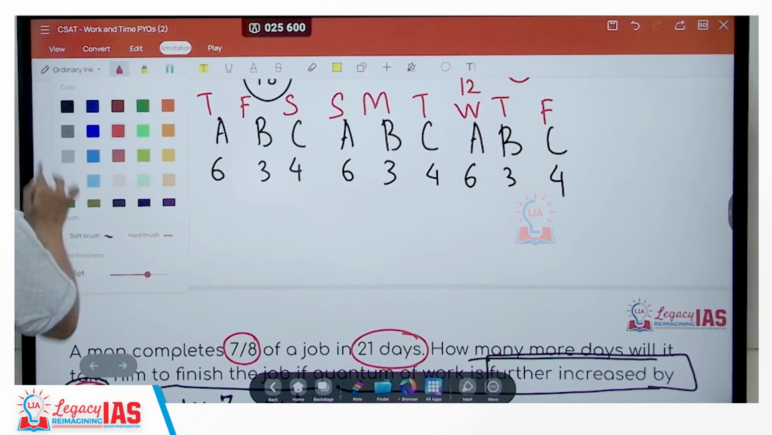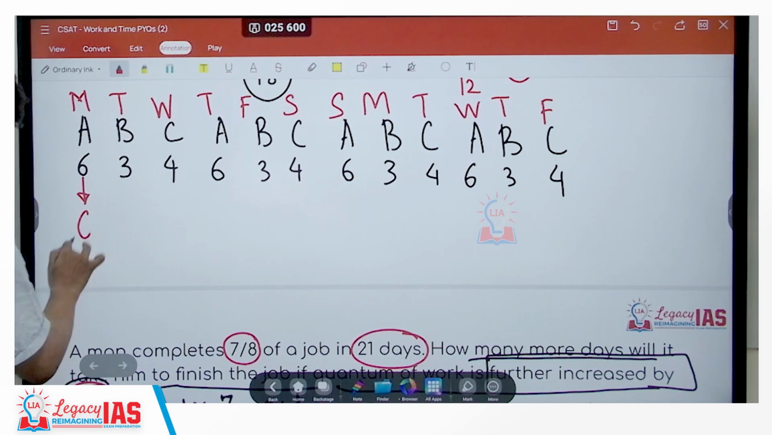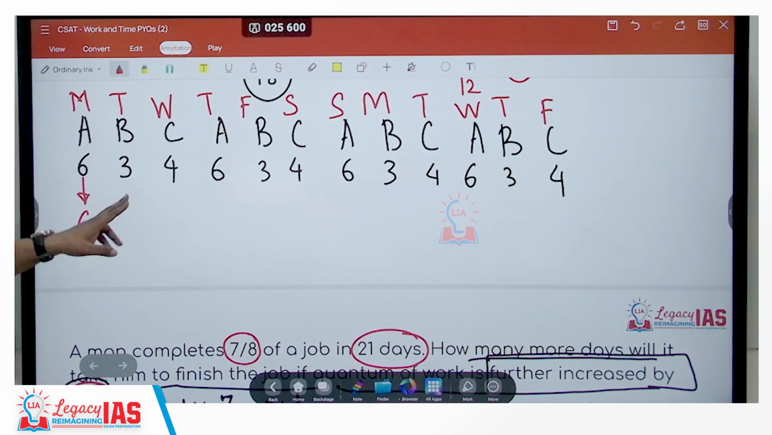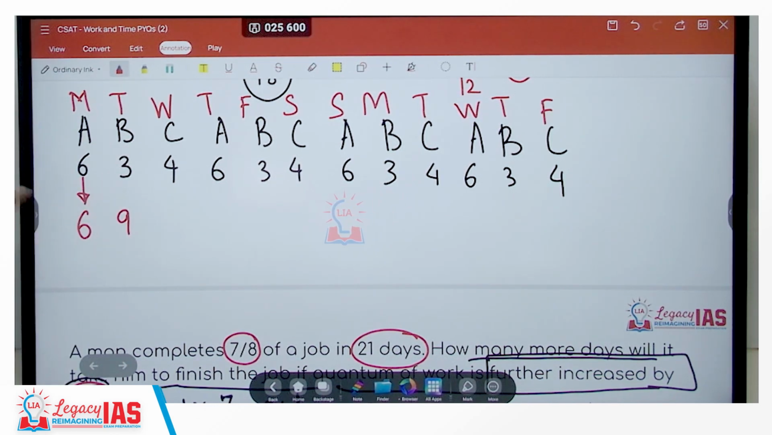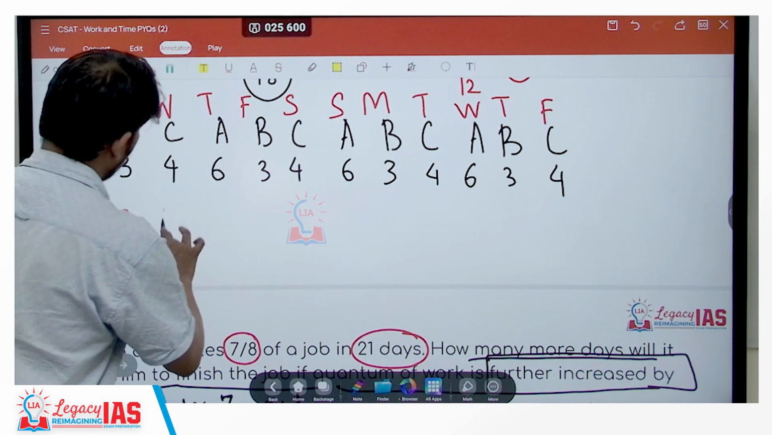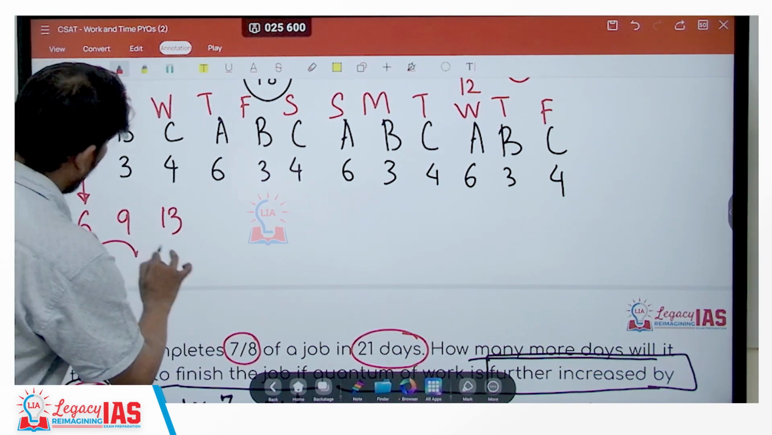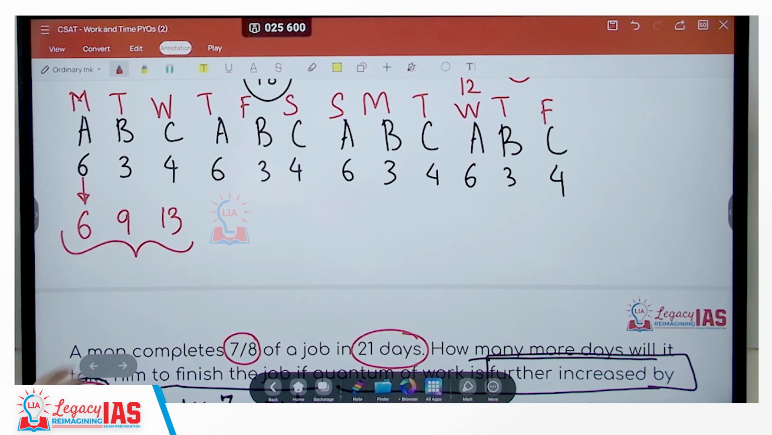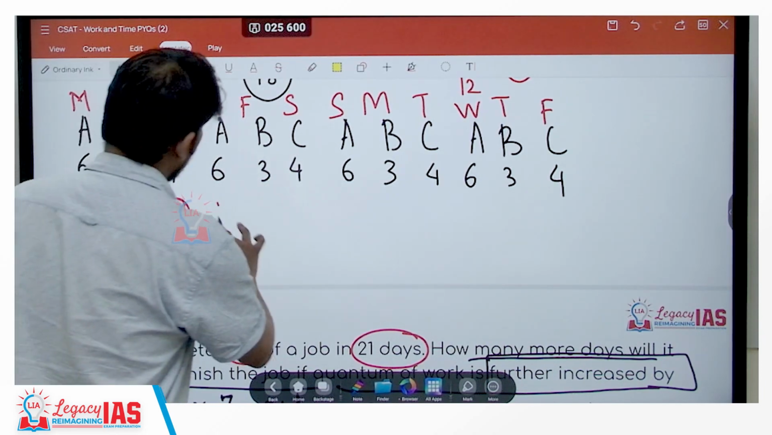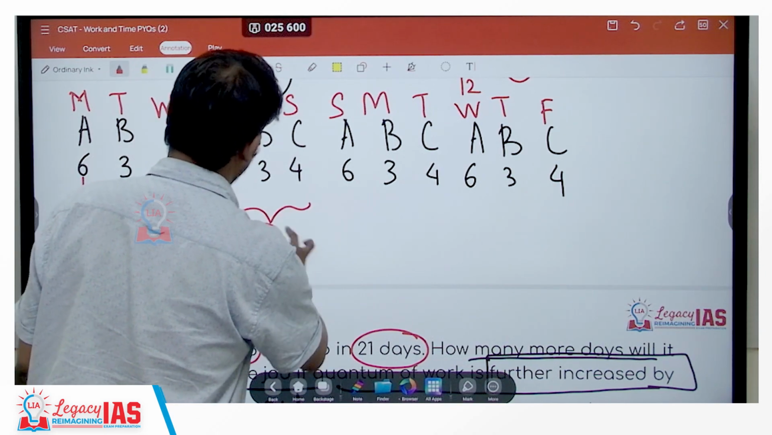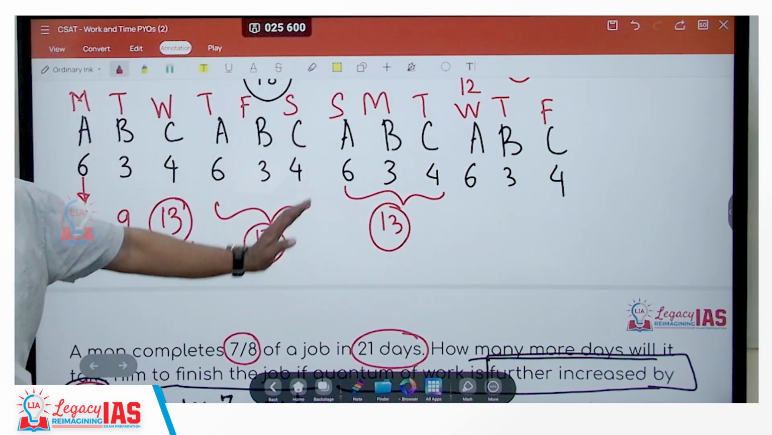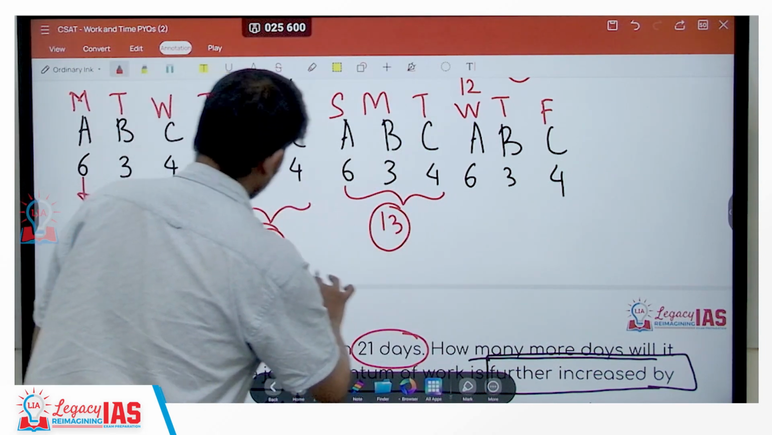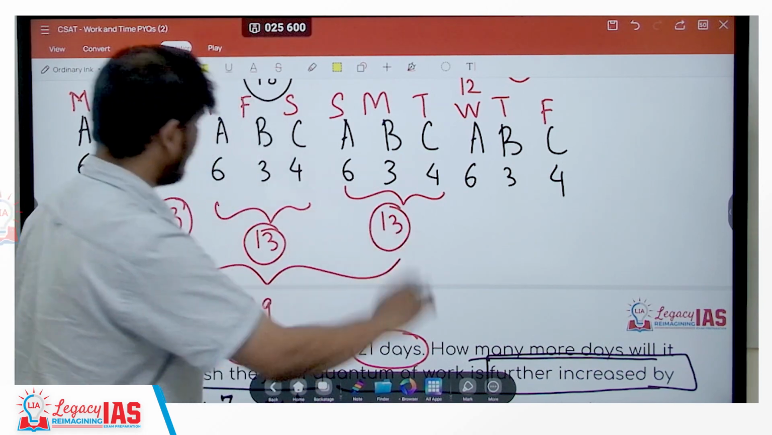Now, on the very first day, total how much work is done? 6 units. On the second day, how much total cumulative work is done? 6 plus 3, that is 9. Then add 4 to this 9, so it will be 13. So in one set of their rotation, total work done is 13. Here another 13 units of work will be done, and here another 13. So 13 plus 13 plus 13 gives you 39 units of work.